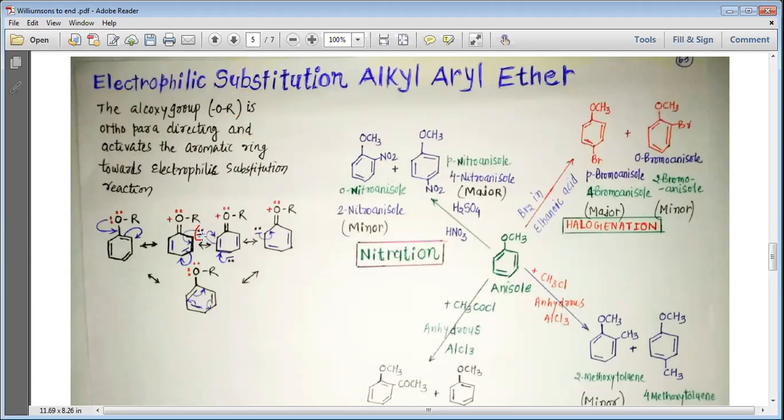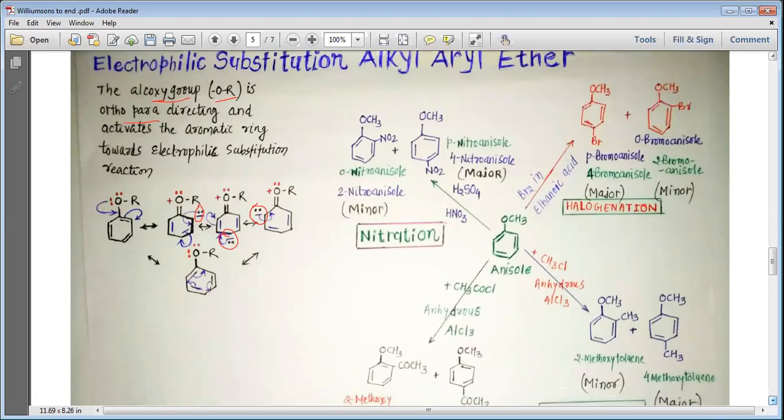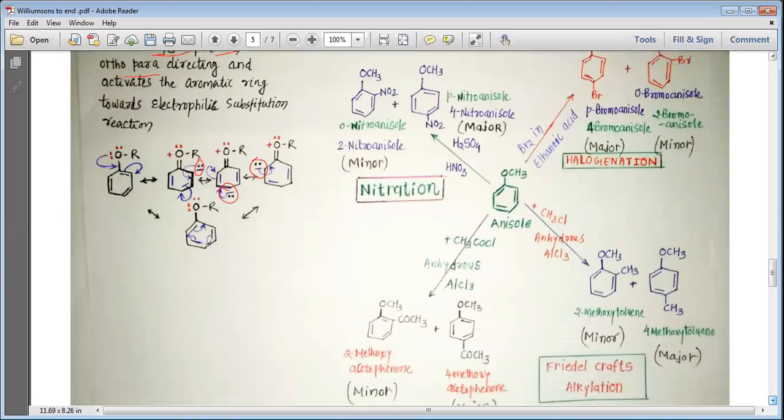the second position. You can see the negative charge on the second carbon, on the fourth carbon, and on the sixth carbon. Both the second and sixth are the ortho positions, and the fourth is the para position. That is why the alkoxy group, the OR group, is ortho-para directing in nature.